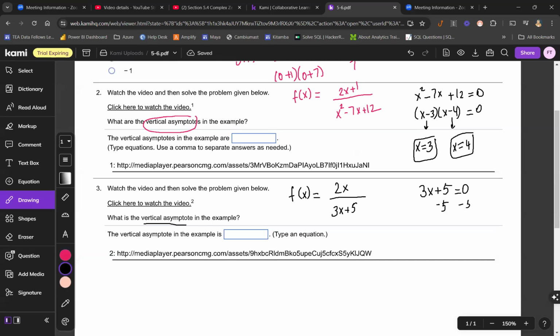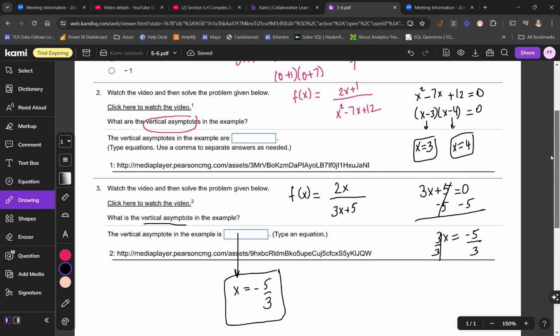I will subtract 5 from each side. I get 3x is equal to negative 5. And then we're going to divide each side by 3. So for this question, the vertical asymptote is x equals negative 5 over 3. And then keep in mind that asymptotes are always equations, and this is how we're going to answer these questions. And on the test, you will have questions about vertical asymptote and horizontal asymptote.